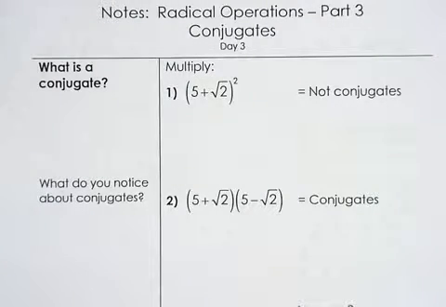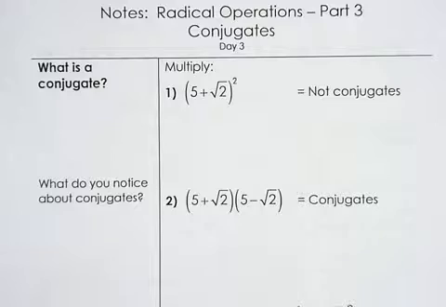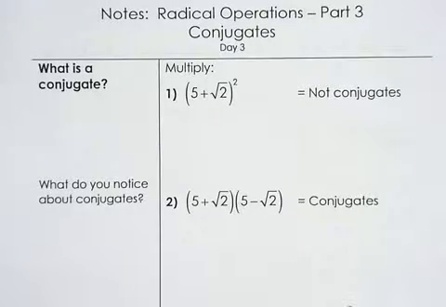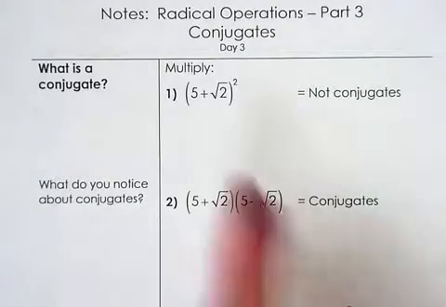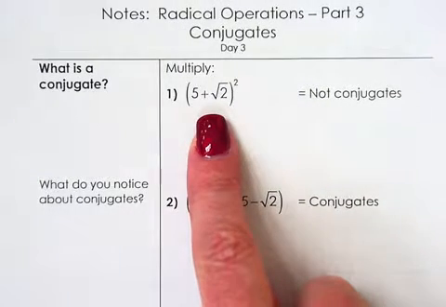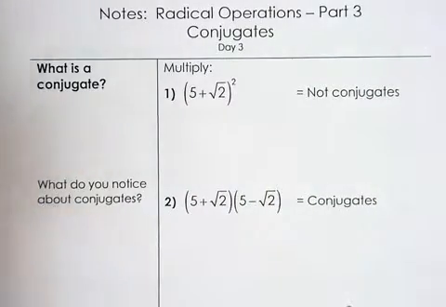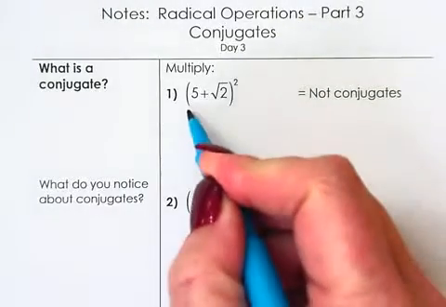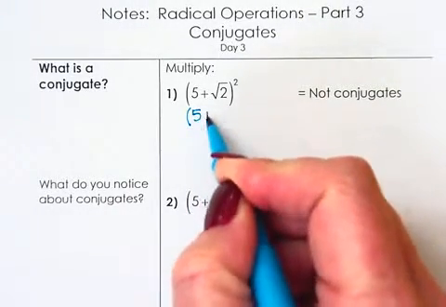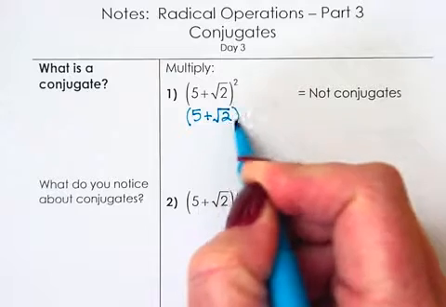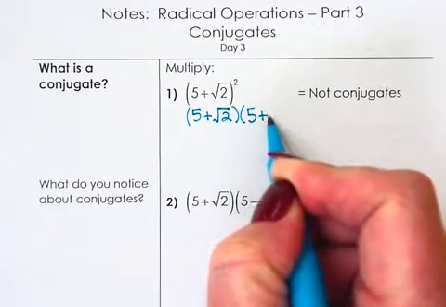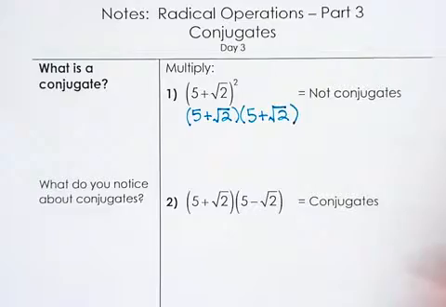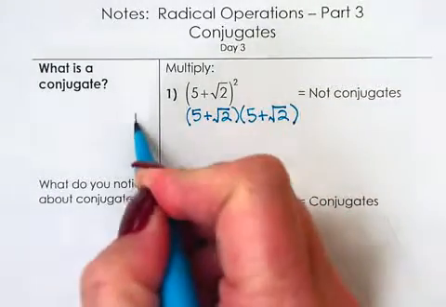In this video, we're going to be focusing on what a conjugate is and how we can use it to rationalize fractions. So I want to start by having you multiply this first expression, 5 plus the square root of 2, and squaring that. When we are squaring something, we have to remember what that means. It means to go ahead and multiply it times itself. So we're going to write 5 plus the square root of 2 times another 5 plus the square root of 2. We're going to multiply this out using distribute or FOIL.